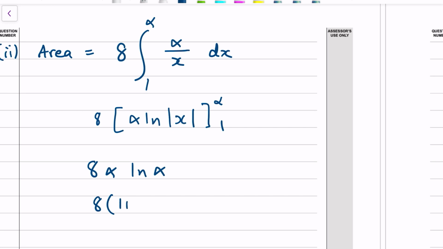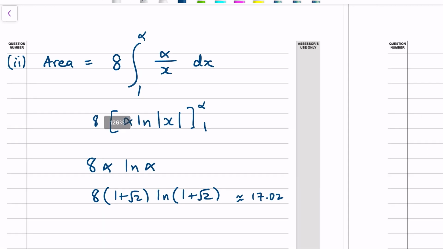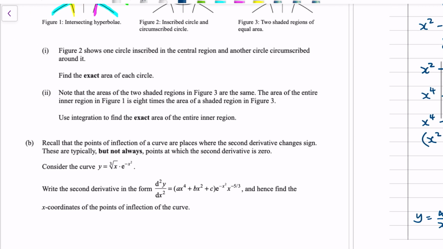8 times 1 plus root 2 ln of 1 plus root 2. And that comes out to be 17.02, which is exactly in between those numbers that I wanted it to be. Brilliant. Okay, part B in this question was a curve, the cube root of x times e to the minus x squared.